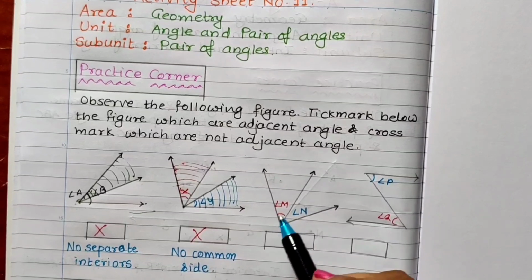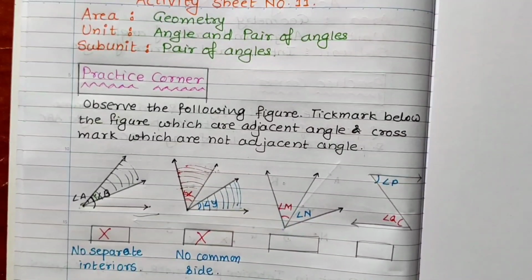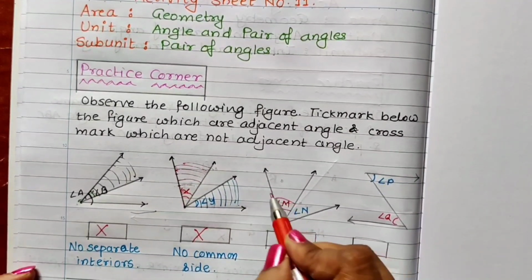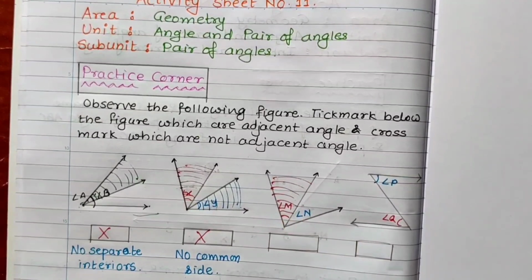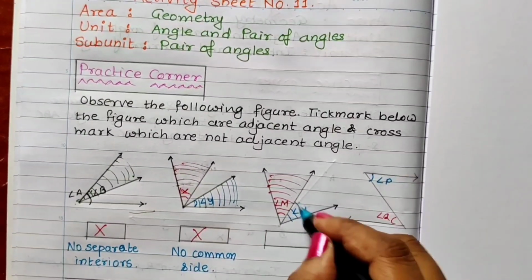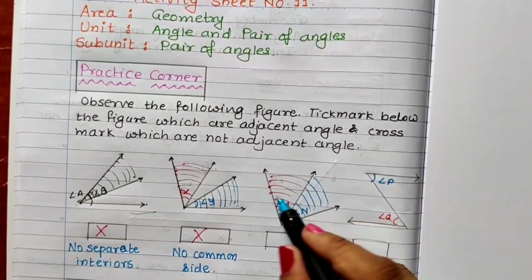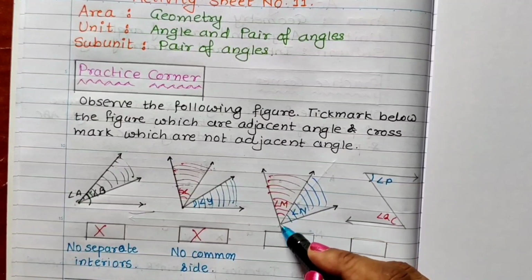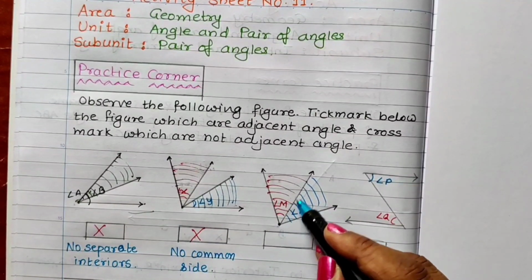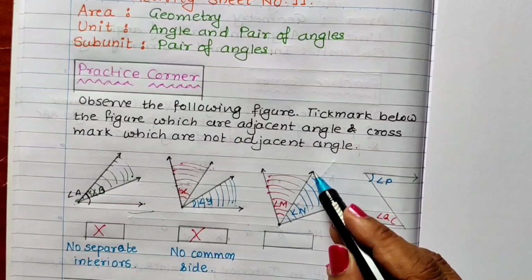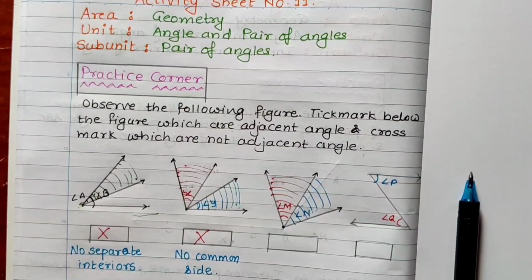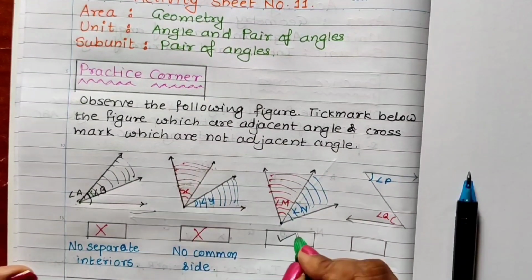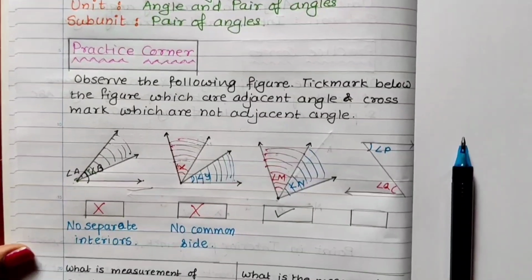Now let us see these two angles. This is angle M, and this is angle N. These are two separate angles. They are having two separate interiors. They are having one common vertex. They are having one common side also. That means they are adjacent angles. So we have to make tick mark. They are adjacent angles. So that's why we have to make the tick mark.